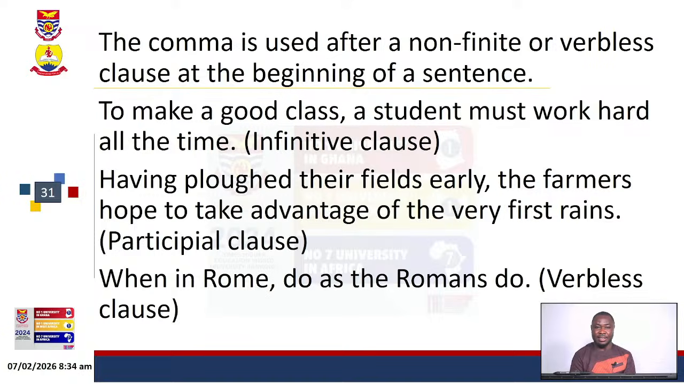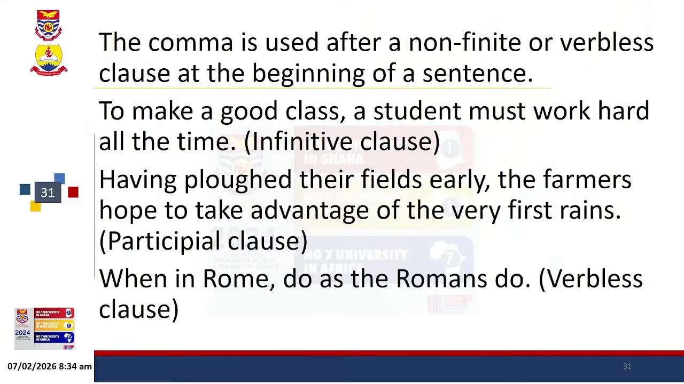But as it stands, there is no verb in there. When, in, and then Rome, no verb there. Technically, you can say when you are in Rome. We have restored a subject and a verb. Good. That is why we call it a verbless clause. So when in Rome, comma, do as the Romans do.